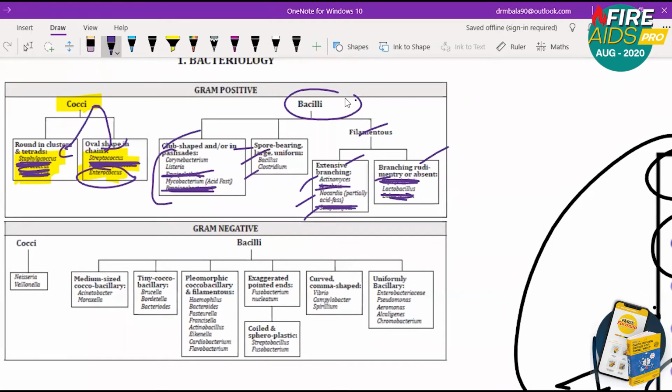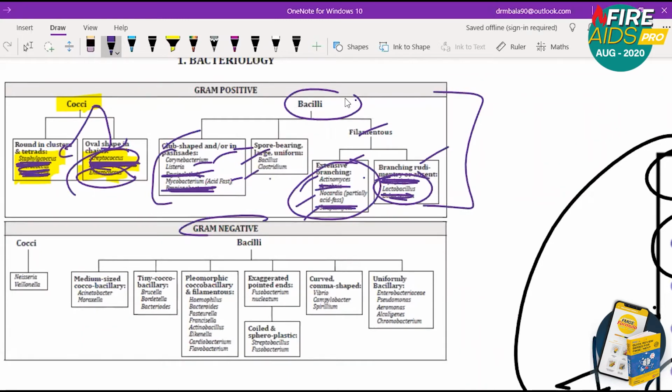These three. So I repeat, cocci means Staphylococcus, Streptococcus, Enterococcus, you need to know. And club shape means you need to know Corynebacterium, Listeria, and Mycobacterium. Bacilli spore bearing means Bacillus and Clostridium. Filamentous means these three: Actinomyces, Nocardia, and Lactobacillus. So these organisms you should know for your exam.